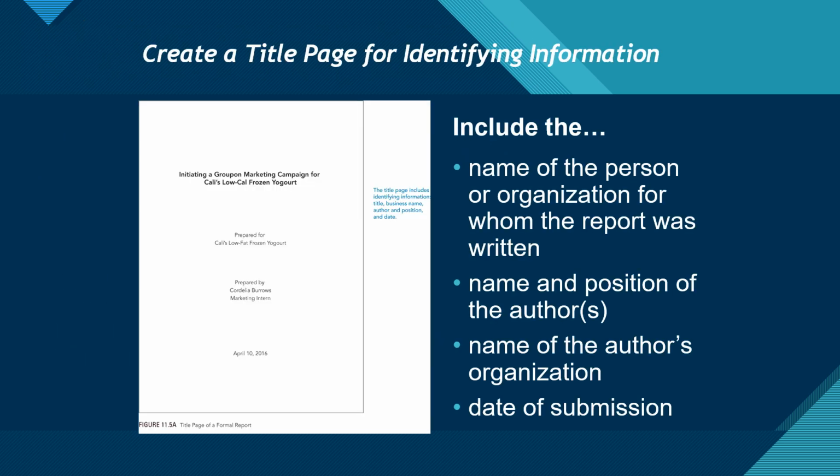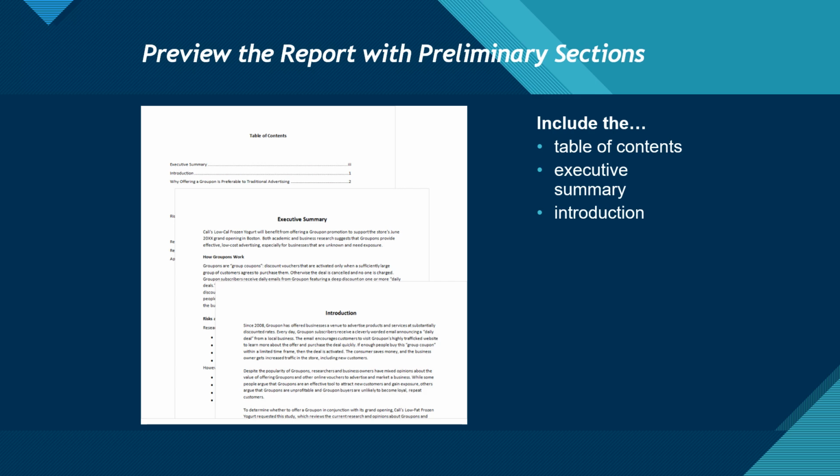Create a title page for identifying information. Include the name of the person or organization for whom the report was written, name and position of the authors, name of the author's organization, and finally, the date of submission. Preview the report with preliminary sections. Include the table of contents, executive summary, and introduction.